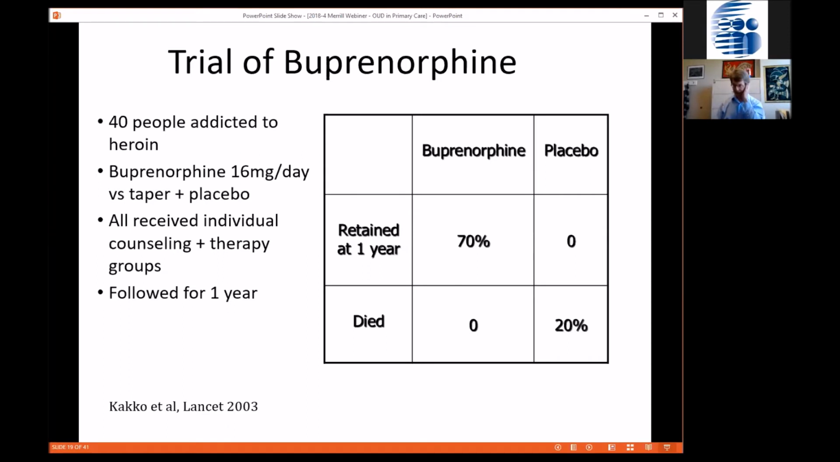You can see that 70% were retained on buprenorphine. Nobody made it on the placebo retention in a year, and 20% of the placebo group died. This is a highly morbid condition, and I think it just points out you don't need a very big trial to show a benefit for buprenorphine or methadone.